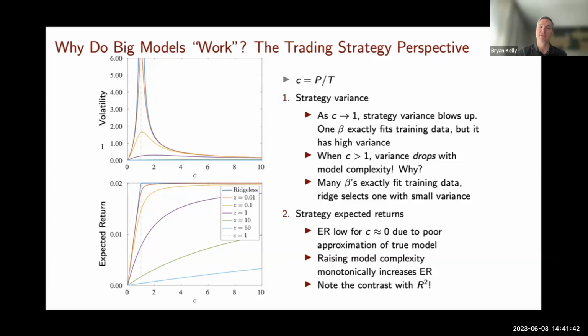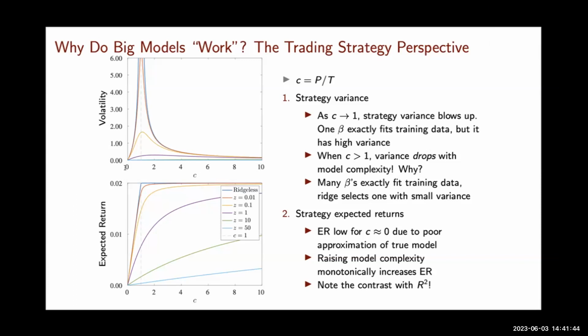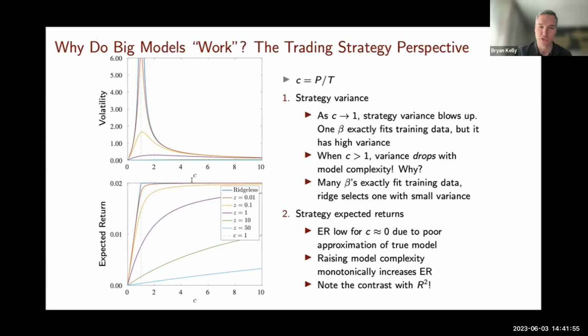Again, the surprising feature here, and I think this is the thing that a lot of finance practitioners find most surprising, is that when I start to push my parameters beyond the number of observations I have, I actually end up with a lower trading strategy volatility than if I were somewhere in the range close to the number of observations.